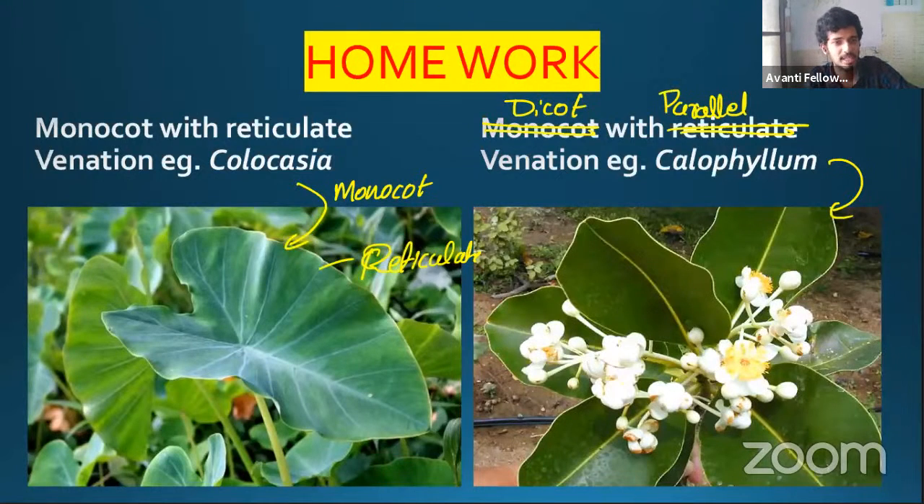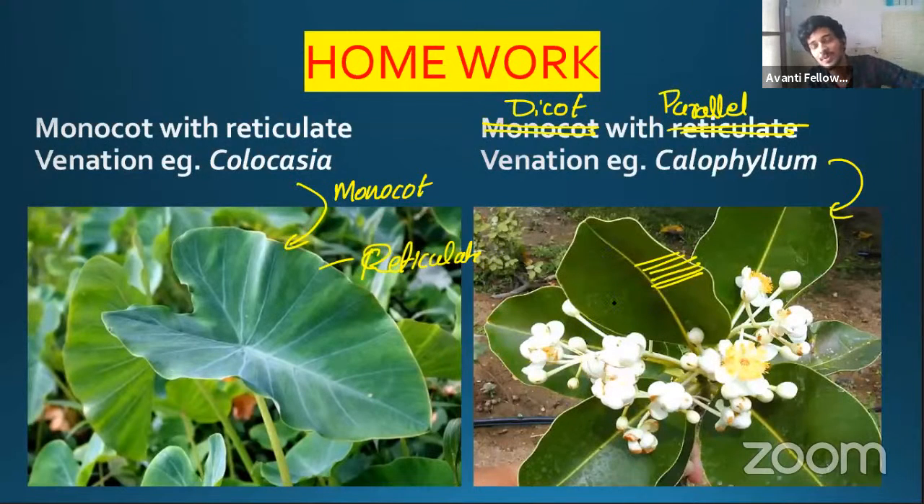Calophyllum and Eryngium, Shushma. You can find it easily. In Calophyllum, the venation is not so clear in this one. Actually, venation is like this in this one. Yes, no issue. We can move on.